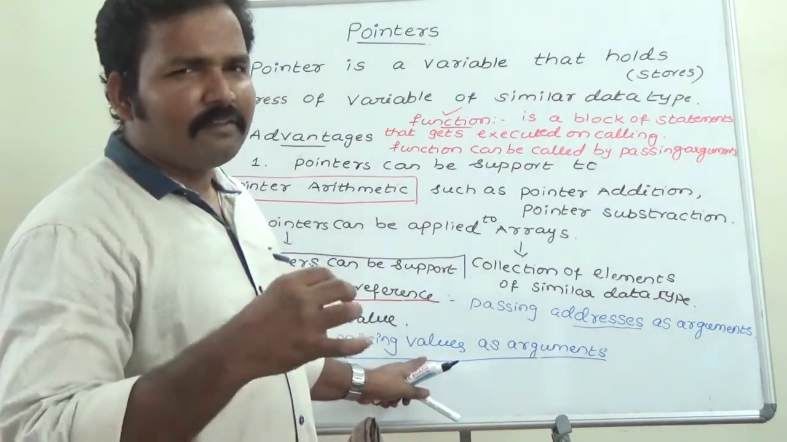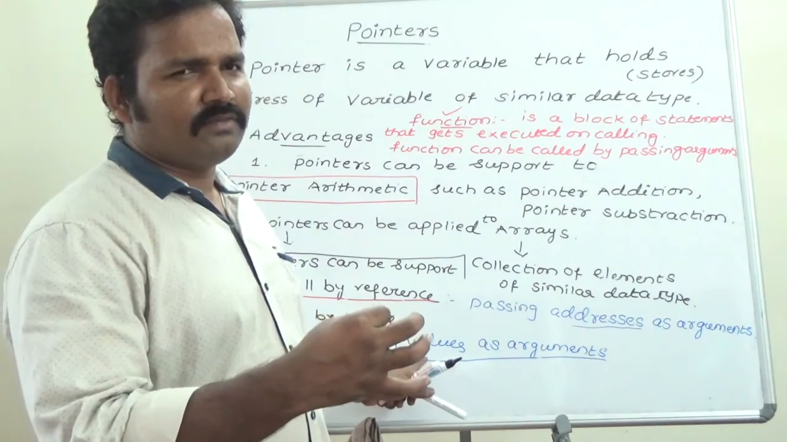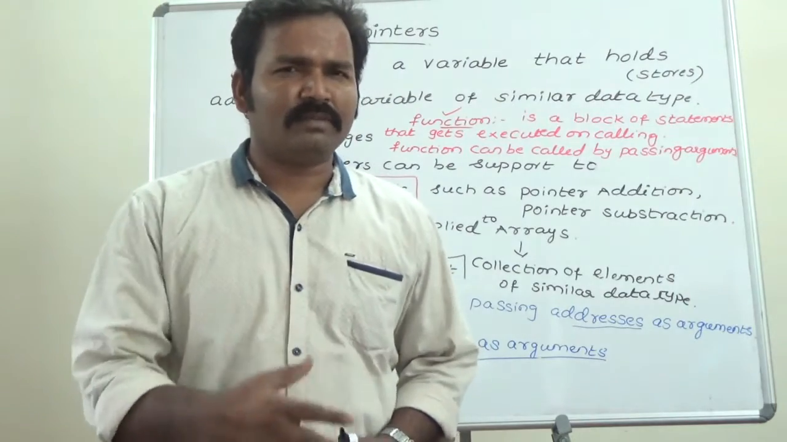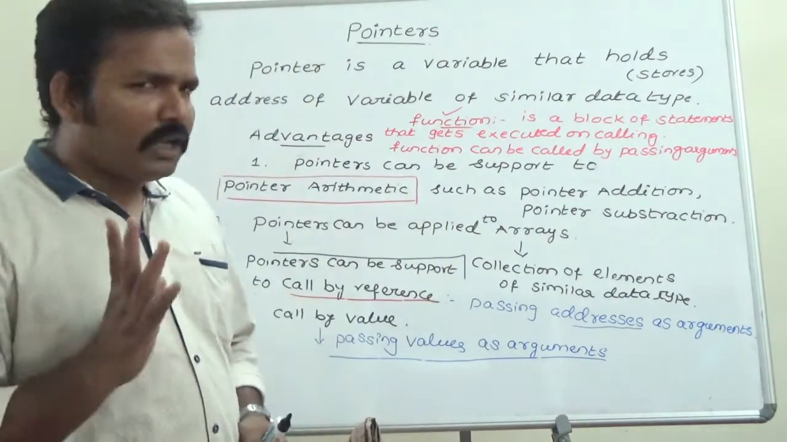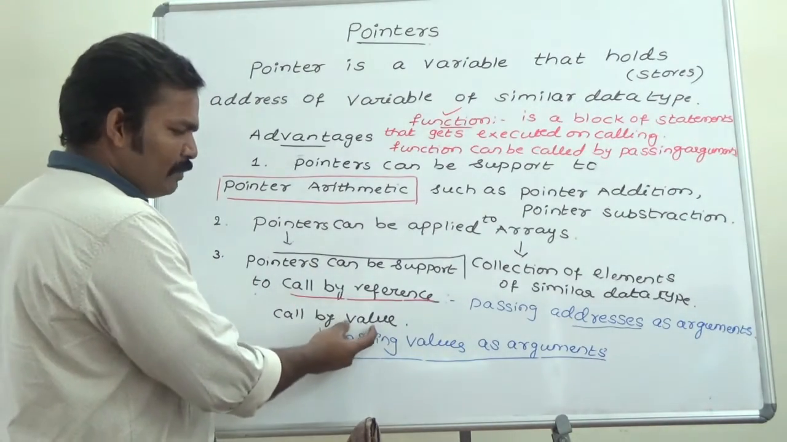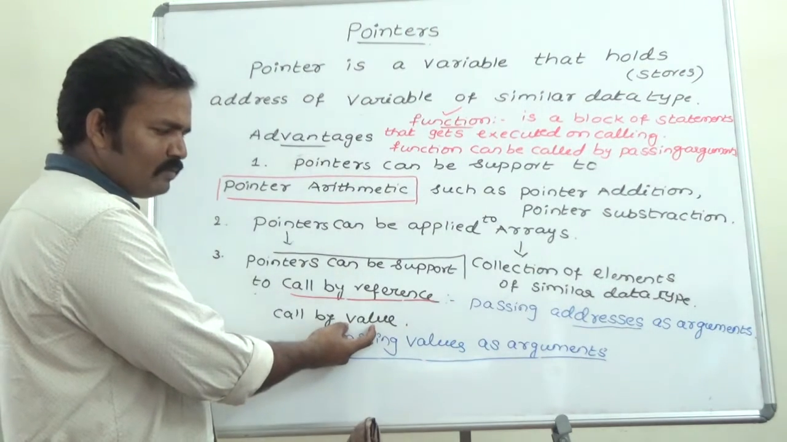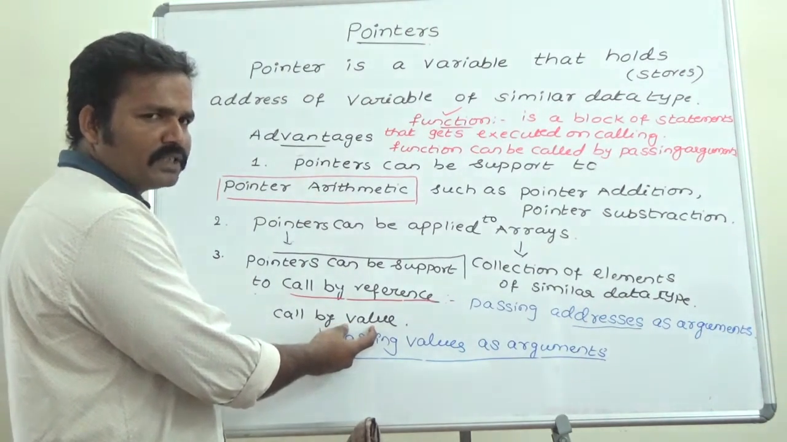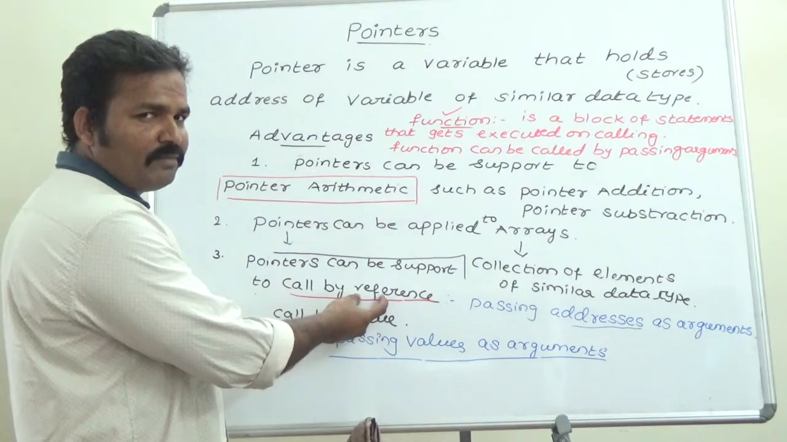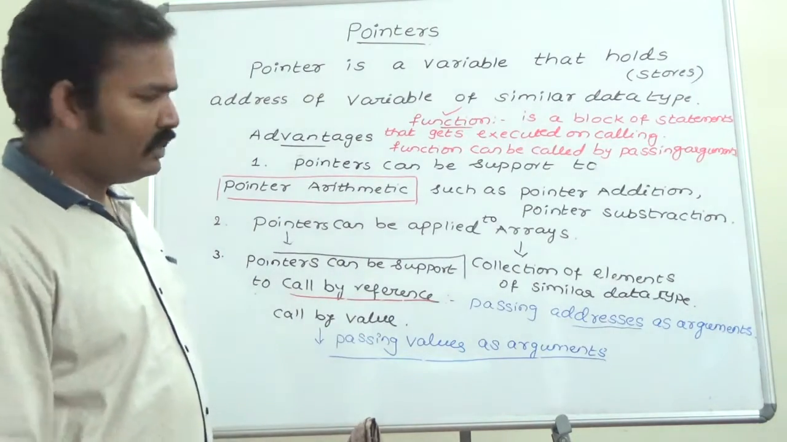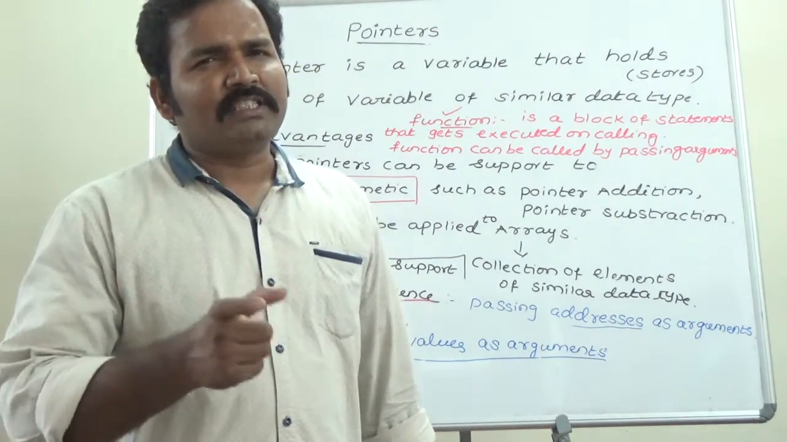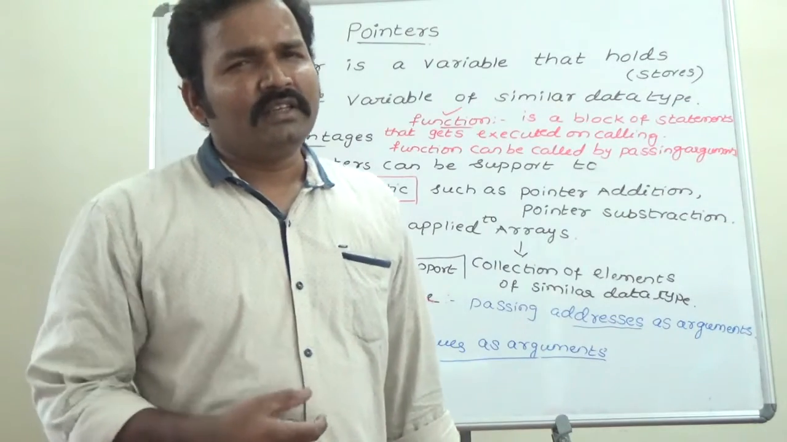Here we are passing values which are stored in variables as arguments to the called function. So, clear? This is about call by value and call by reference. The only simple difference is that in call by value we pass values as arguments from the calling function to the called function, and in call by reference we pass addresses as arguments. With examples, I will explain call by value and call by reference in the next session.